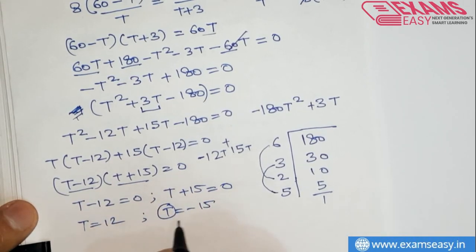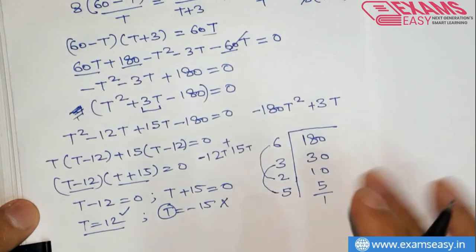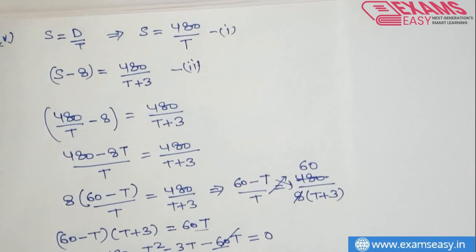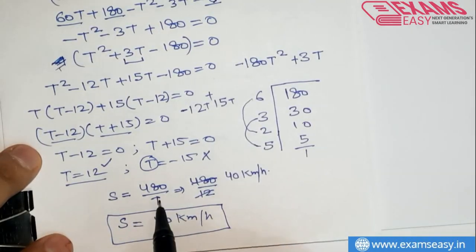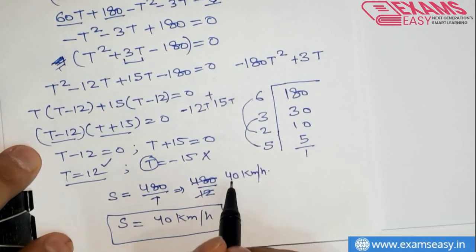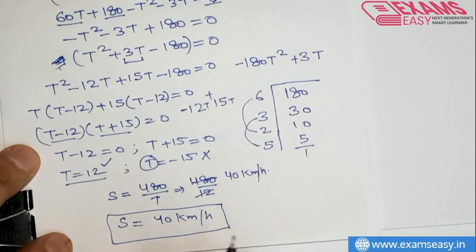Since t represents the time, it cannot be a negative value, so t equal to 12 is valid for this particular situation. So the value of time is equal to 12, then we need to find out the speed. Since speed is equal to 480 divided by t, so speed is equal to 480 by t, and we have put the value of t as 12. So by dividing 480 by 12, we are getting 40. So our speed will be 40 km per hour. So this way we have completed our exercise 4.1.